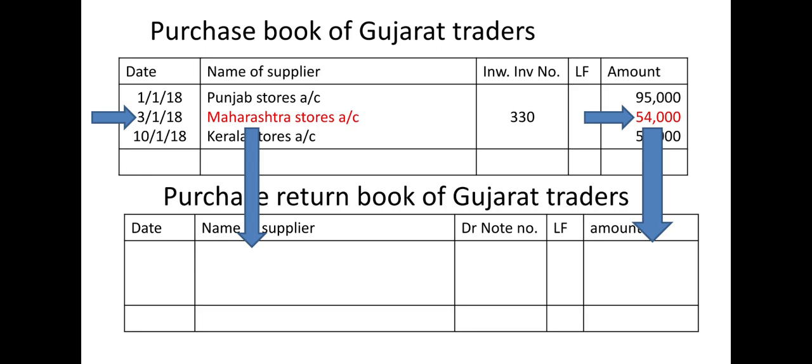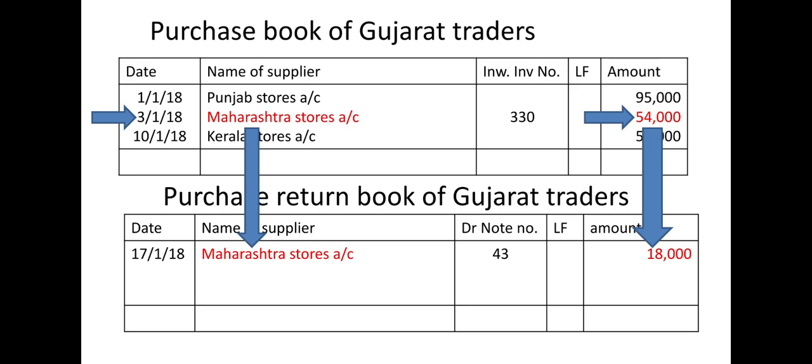Okay, date is 17. Name is Maharashtra stores. Name of supplier is same. Debit note number is given 43, and amount is 18,000. Student, please focus on amount. Amount is not given in the question, but we have derived it: 1/3 of 54,000 means 54,000 divided by 3, that will give you 18,000. Okay, done, students. So this was a new transaction.